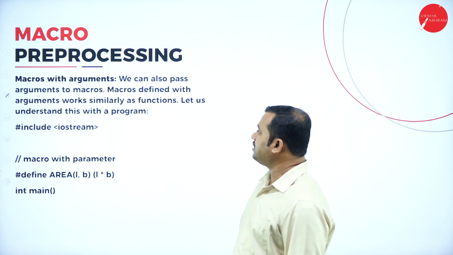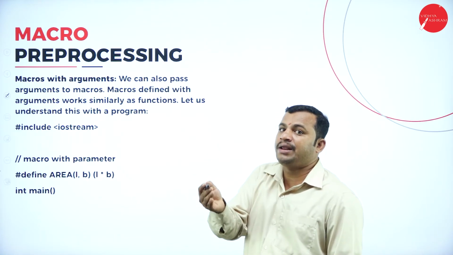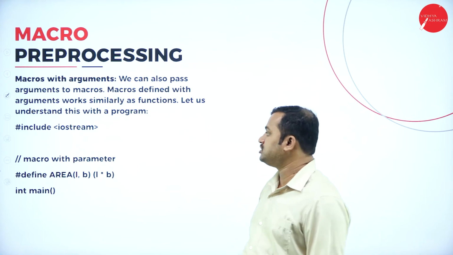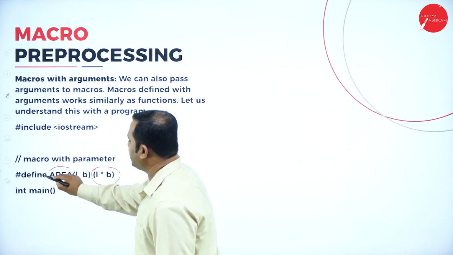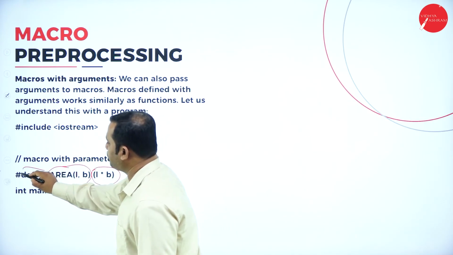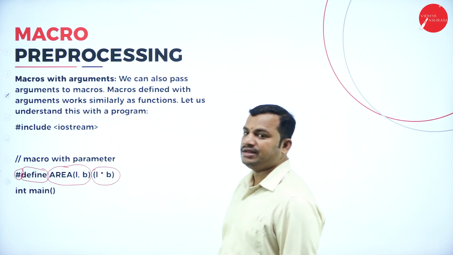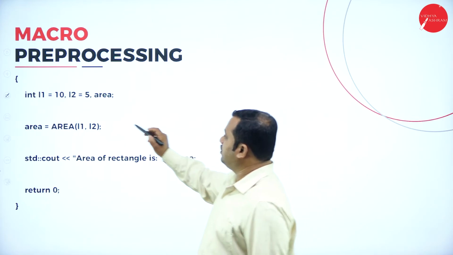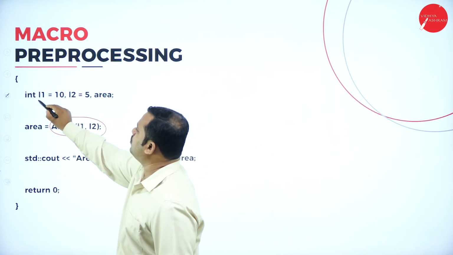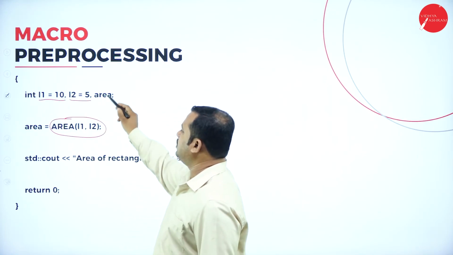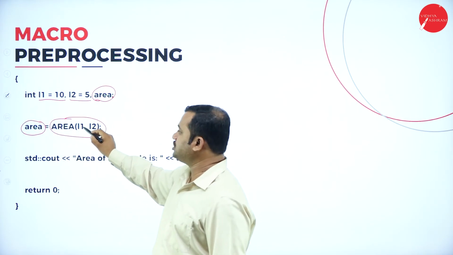Now, you will see macros with arguments. Similar to functions with arguments, you can have macros with arguments. These are called parameters or arguments. AREA(L, B). This is called a preprocessor directive, that is the hash symbol. int main is the function. Let us see it. I have AREA(L1, L2), where L1 and L2 are assigned the values 10 and 5. Area is a variable that is assigned with the result of the preprocessing.